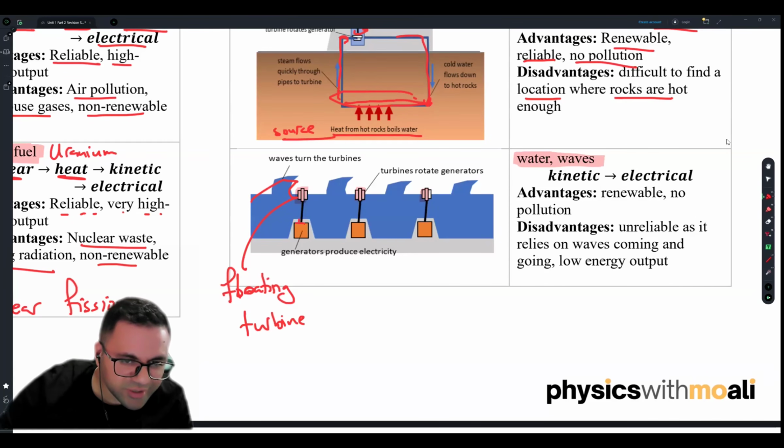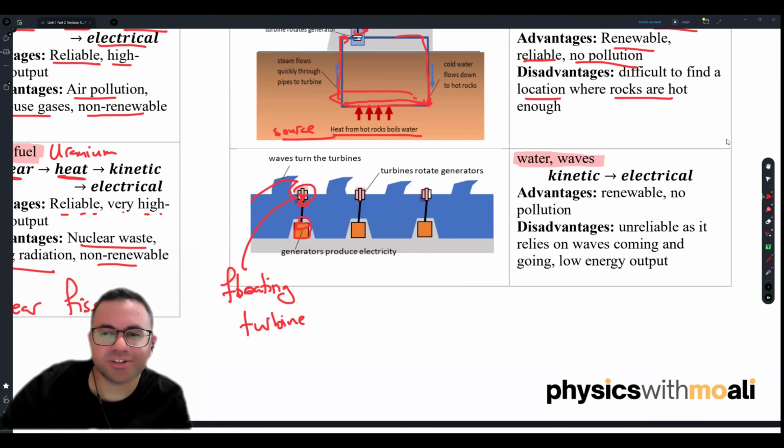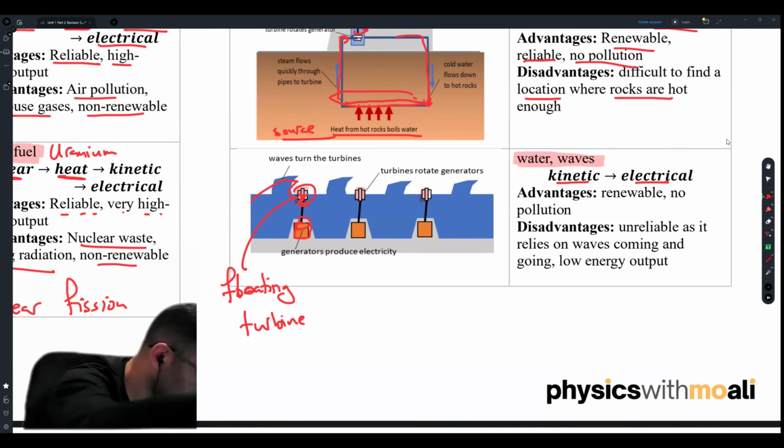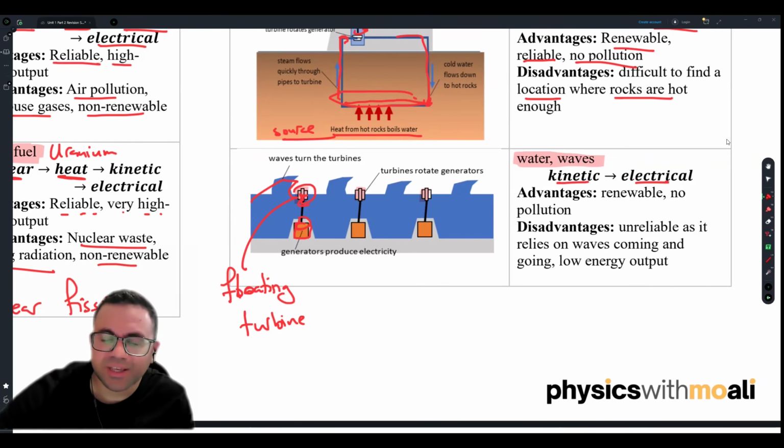The generator is either on the seabed or inside. It doesn't matter. So as the turbines turn, the generators turn and they generate electricity, meaning it's just kinetic to electric. There are no other sources. You take the kinetic energy from the water, turn it into electrical energy. The advantage here is that it's also renewable, no pollution, which is probably going to be the advantage of almost every renewable power station, pretty much.